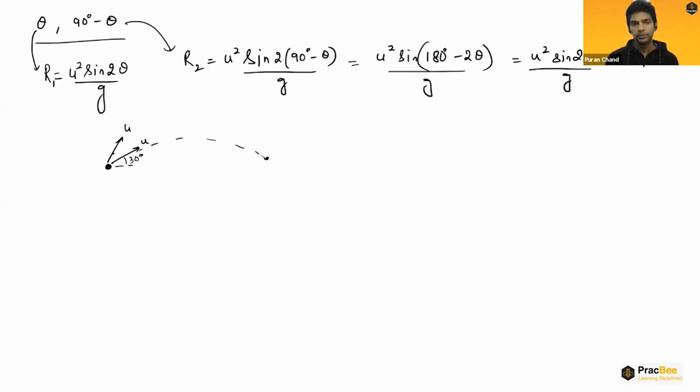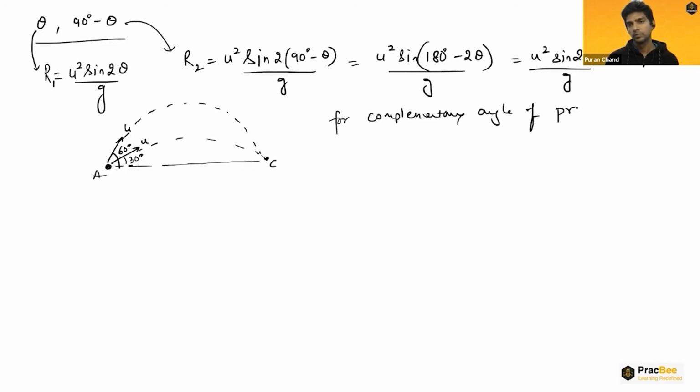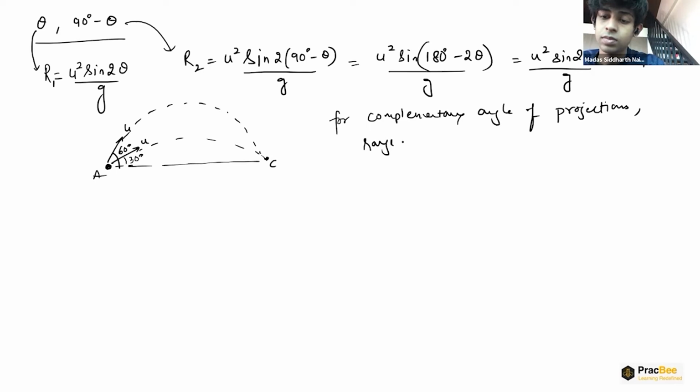at an angle of 60 degrees. It will again reach at this particular point. Okay, so 20 or 70 degrees, say 40 and 50 degrees, all these are complementary angles, you will get the same range. For complementary angles, range is same.